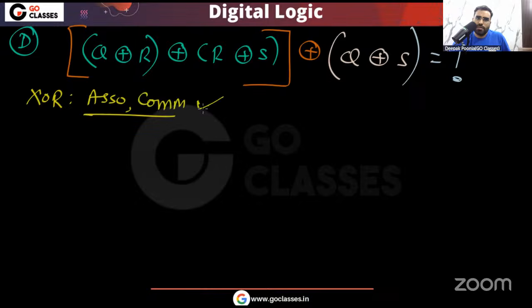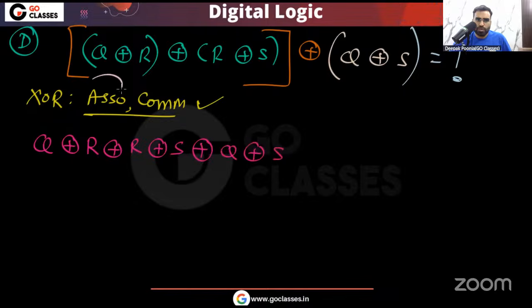Both, correct? Okay. So here what I can do is remove all the parentheses, because remember XOR is already associative and commutative. Because of the associative property, you can just remove the parentheses. So if I remove the parentheses, it will be Q XOR R, XOR R, XOR S, XOR Q, XOR S. So I've removed all the parentheses. This is what I got. Now let's use the commutative property.